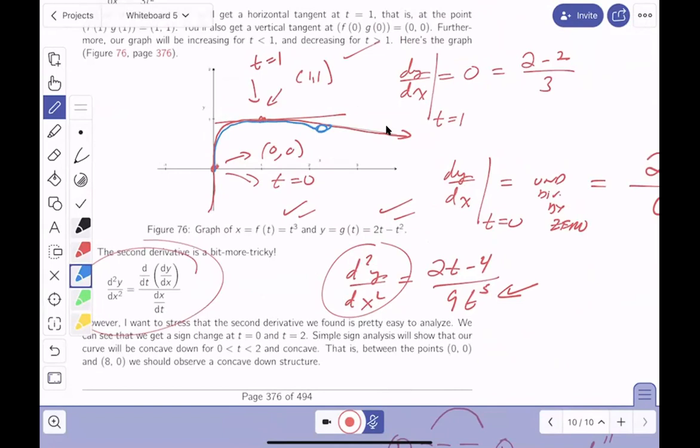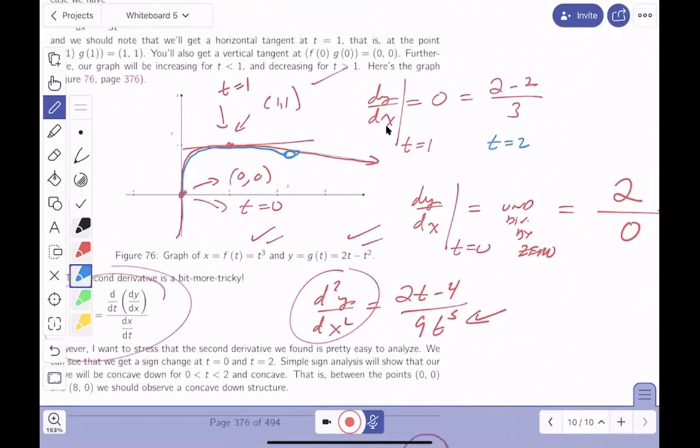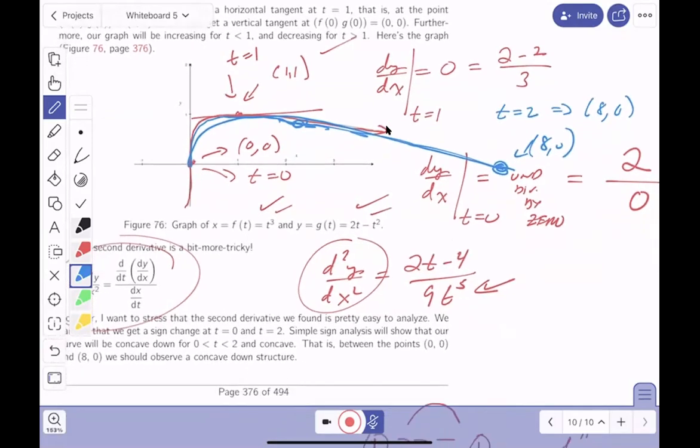So when t is 2, it says it's concave down, right? What's the point at t equals 2? Well, the x would be what? It would be 8. That's not so bad, right? What would the y be? Well, it would be 2 times 2 is 4, minus 4 is 0. Now, I don't see that in the picture. So I'm going to say it's over here somewhere that this is concave down until it gets to that point over there. What is that point? It's (8, 0). All right, concave down. Let's keep moving.